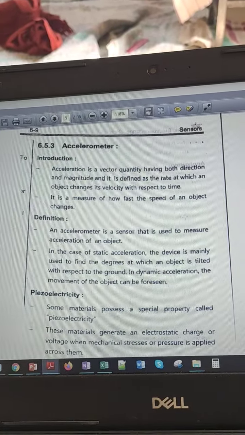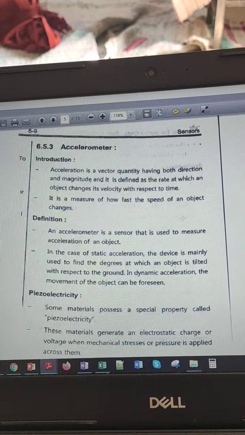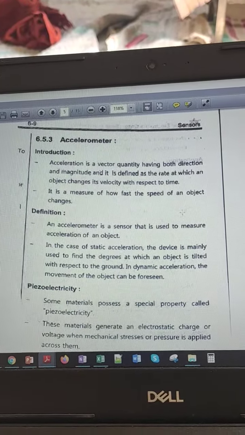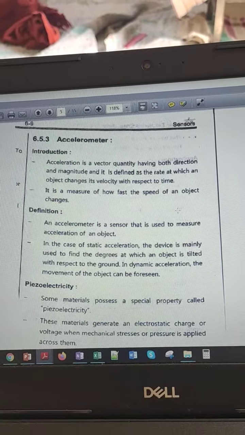So the accelerometer is used in mechanical devices. It is a sensor that is used to measure the acceleration of an object. In case of static acceleration, the device is mainly used to find the degrees at which the object is tilted with respect to the ground.